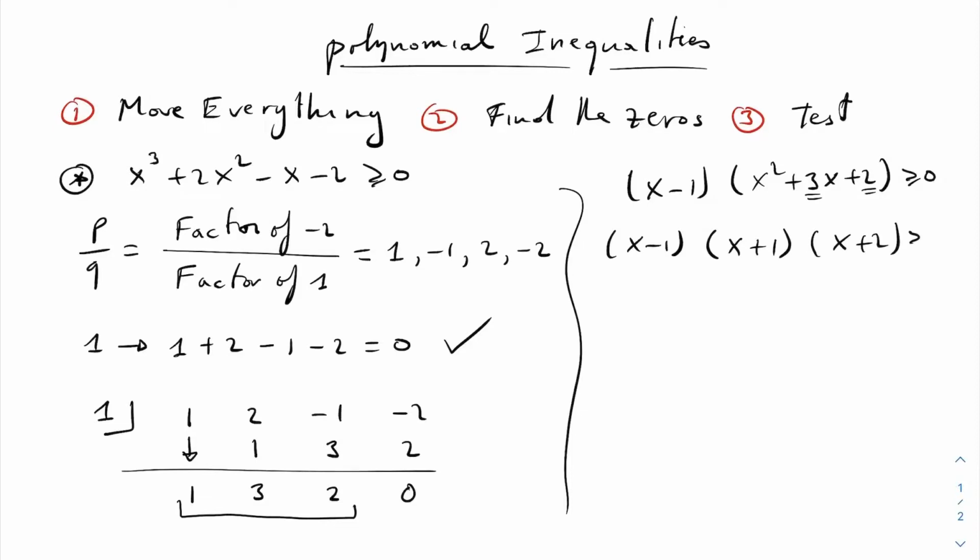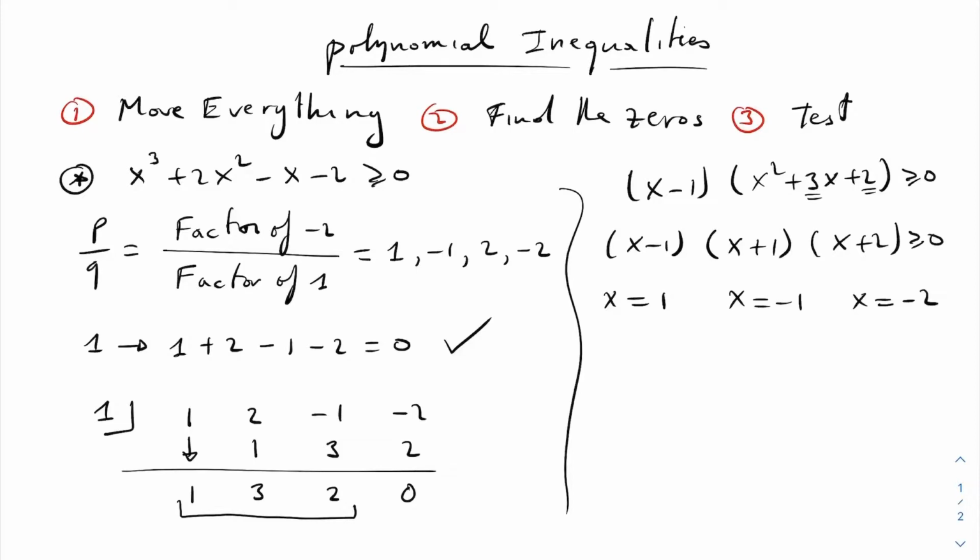With that, I can finally say that my zeros are going to be x equals 1, x equals negative 1, and x equals negative 2, coming from each of the factors that I have here. And of course, each of those has multiplicity 1, which means that the sign is going to change every time you go past a 0.